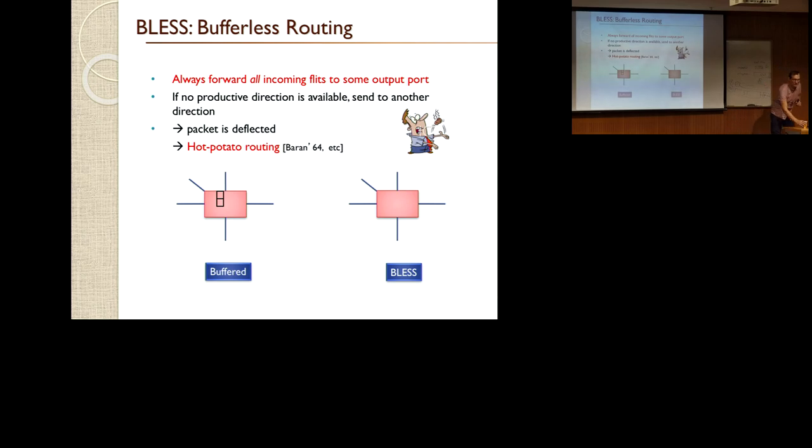Yeah, basically, it immediately goes out. But you normally have pipelining, so you need to have some pipeline registers anyway, right? To get some level of frequency. So we take advantage of the pipeline registers.